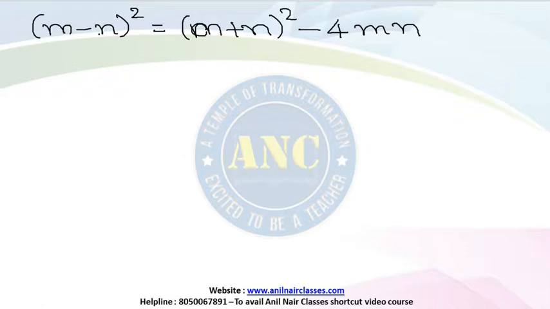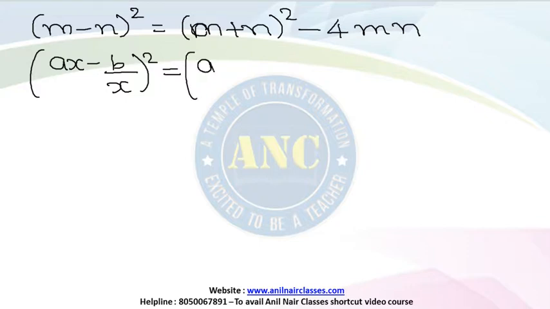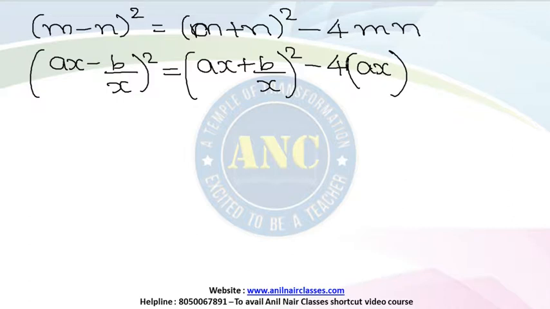Instead of m, I will put it as ax. Instead of n, I will put it as b by x. So this becomes ax minus b by x whole square. Ax minus b by x whole square is nothing but ax plus b by x the whole square minus 4 times m value, which is ax, and n value, which is b by x. So x will cancel out and you will be left with minus 4ab.